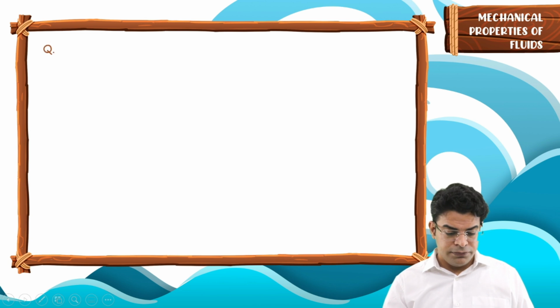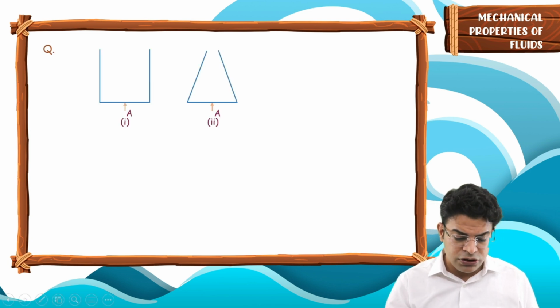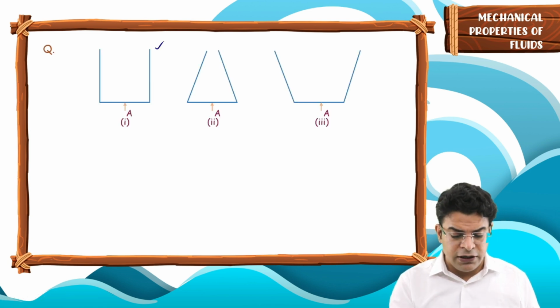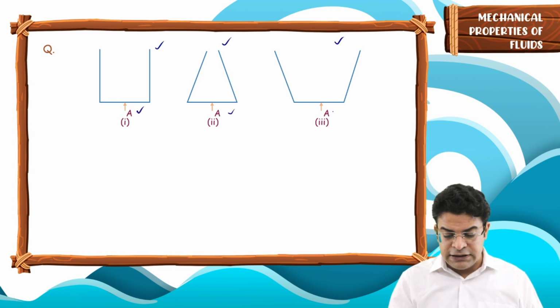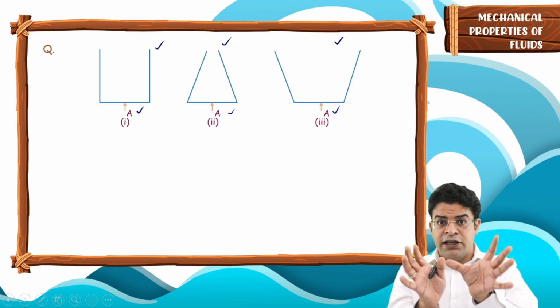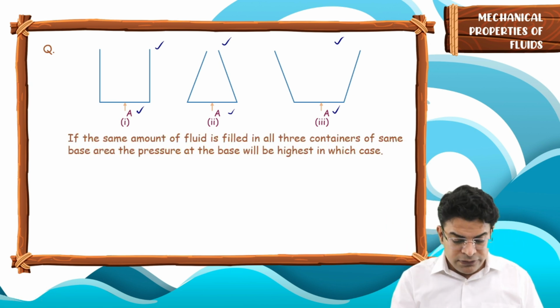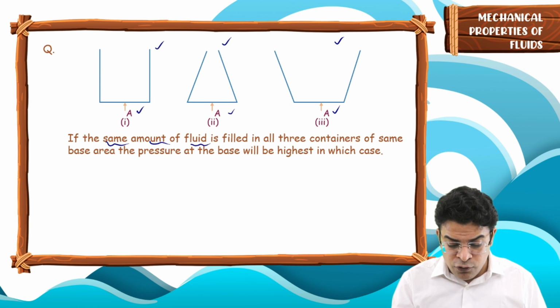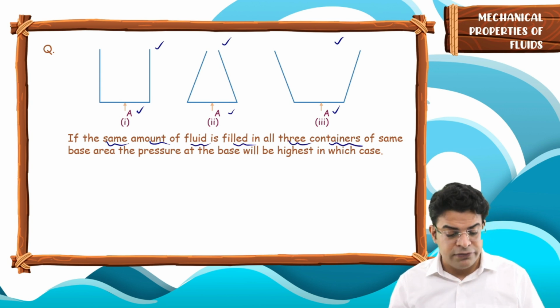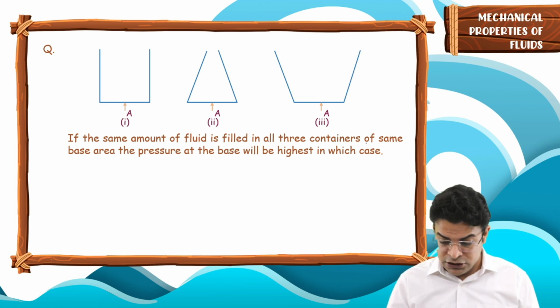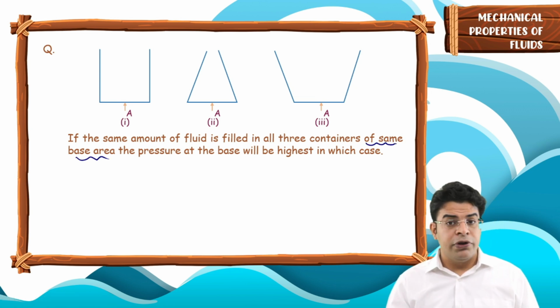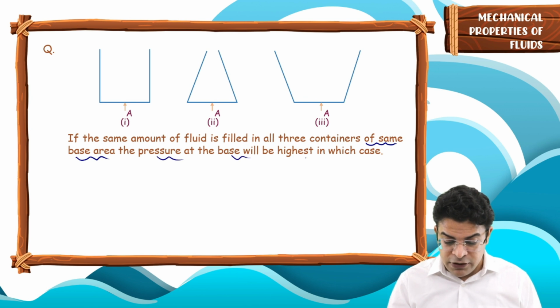So let's move on. Let's see a question. The question goes like this: you have got three containers, and all three containers have the same base area. If the same amount of fluid is filled in all three containers of the same base area, the pressure at the base will be highest in which case?